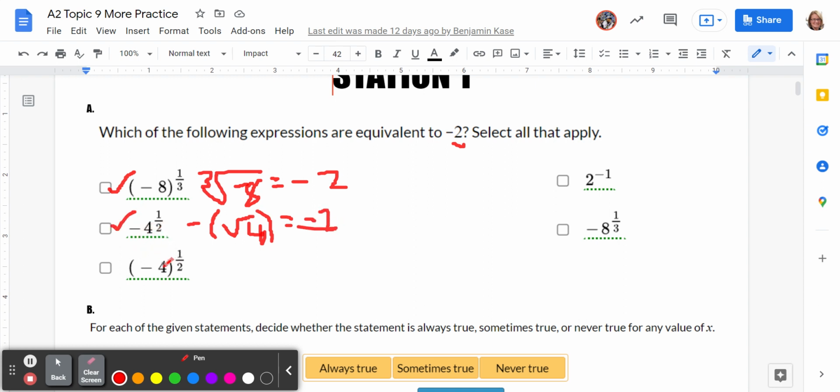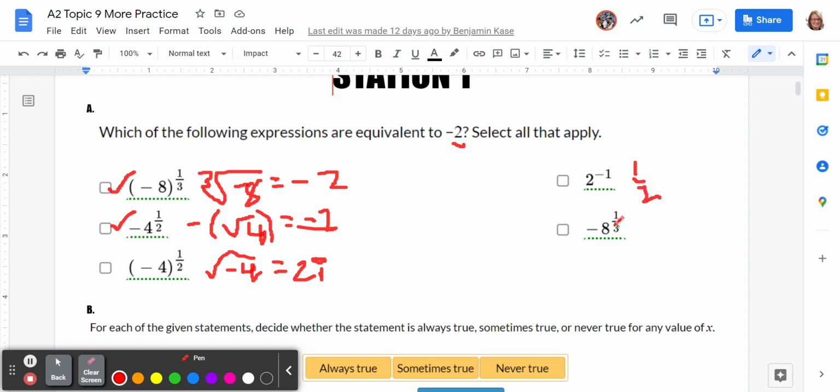The difference between these two is that negative is on the inside. So this time it's asking for the square root of -4. And that, as we know, is 2i. And that is not equal, so we're not going to check that one. Over here, this becomes 1 over 2, and that's very clearly not the same.